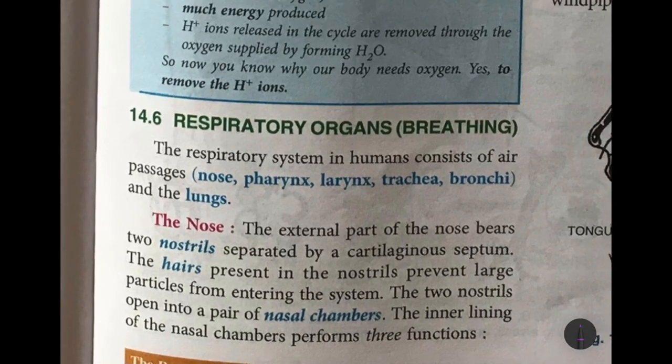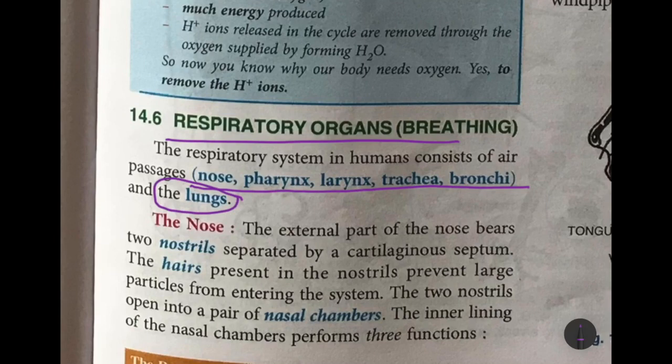Now moving on to the respiratory organs, that is the organs which help in breathing, which help in respiration. In humans there are air passages, that is the passage through which air passes. It is made up of the nose, pharynx, larynx, trachea, bronchi, and finally the air reaches the lungs. In a similar way it comes out from the lungs as well.